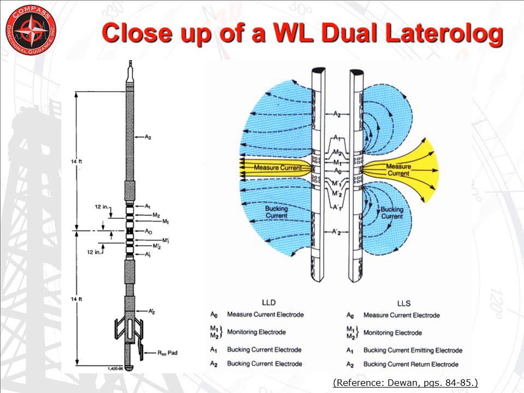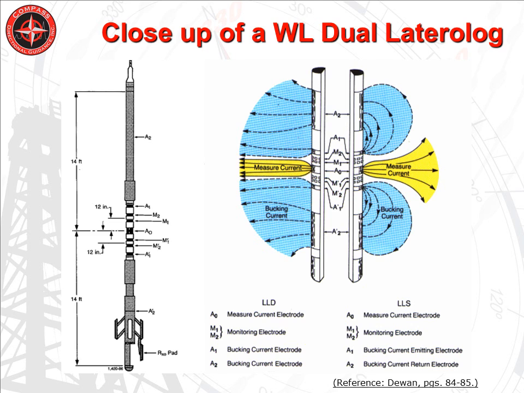Observe that on the left side of the tool diagram, the effective physical length of the guard electrode is much longer than the effective physical length of the guard electrode on the right side of the tool diagram. The longer guard electrodes force the measure current to return back to the tool much farther away from the source than do the shorter guard electrodes. Hence, the measure current beam goes deeper into the formation before spreading out compared to the measure current beam with the shorter guard electrodes.